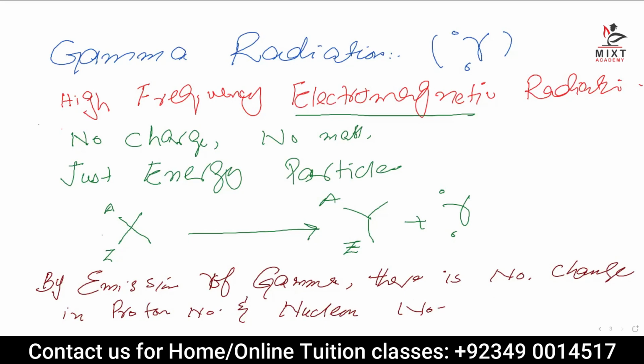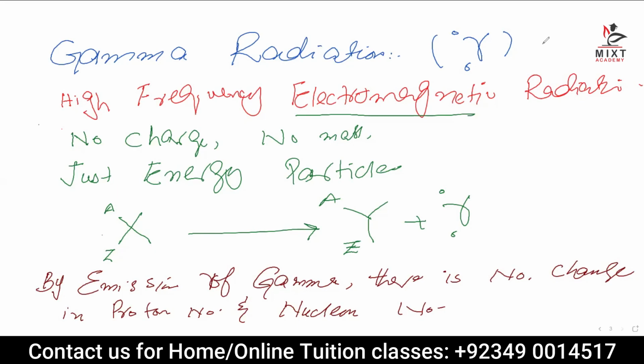Yes. Okay. So I hope up till now every student is very clear about what happens to proton number and nucleon number by the emission of alpha, beta, and gamma, right? So note it down. After that, we are going to study a very important aspect of a nuclear reaction, that is half-life. Half-life of a radioactive isotope.